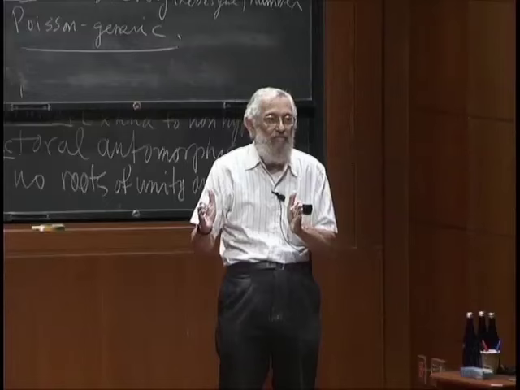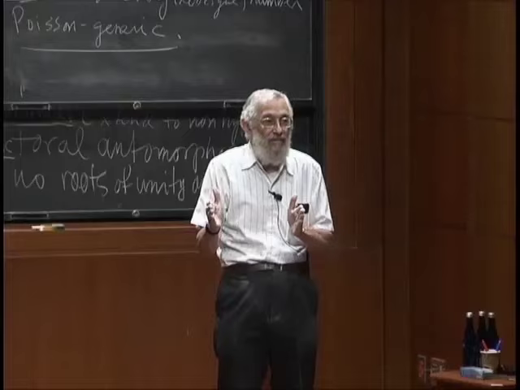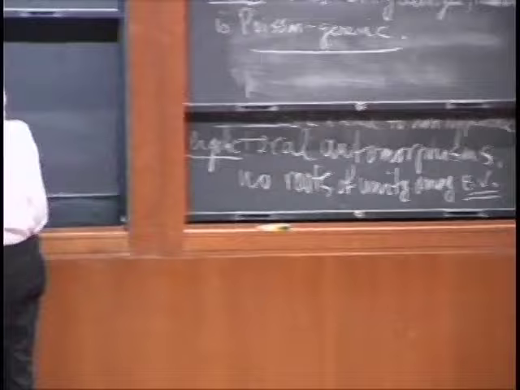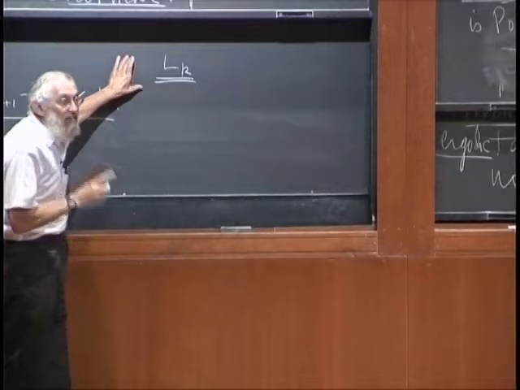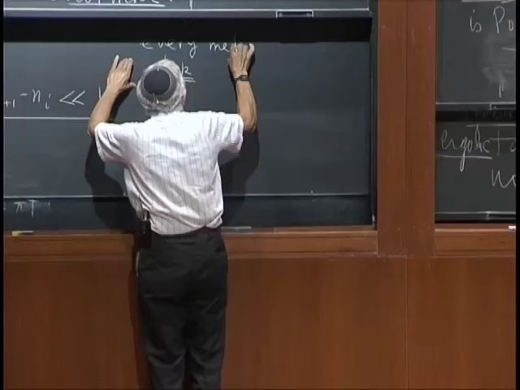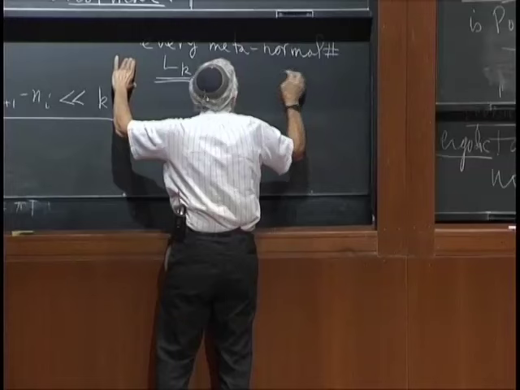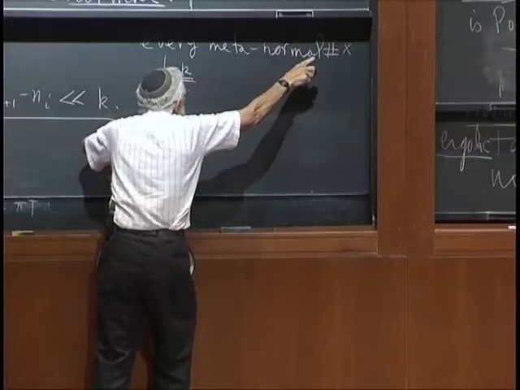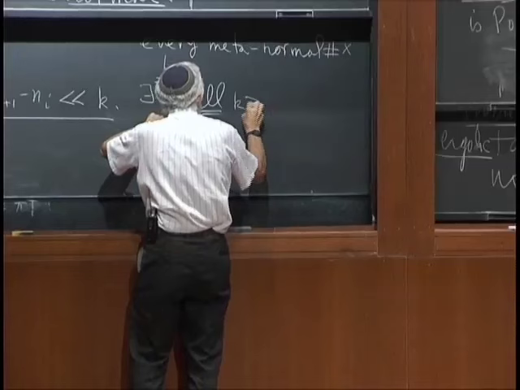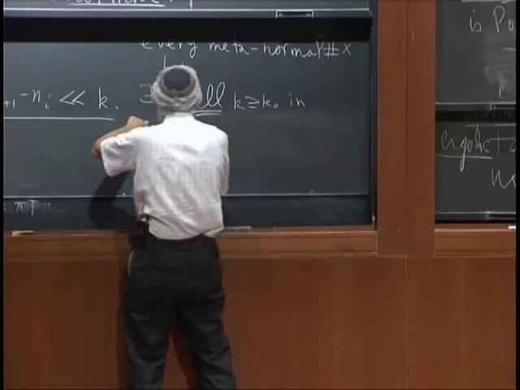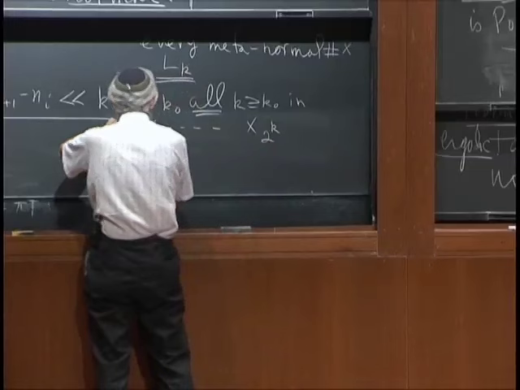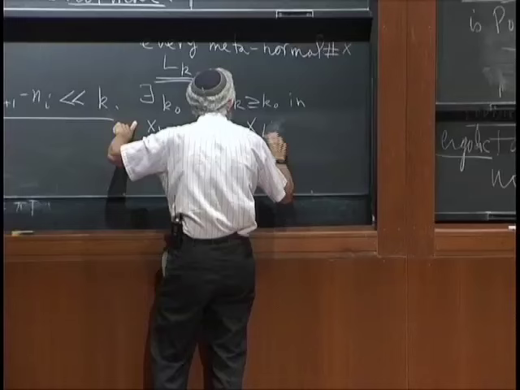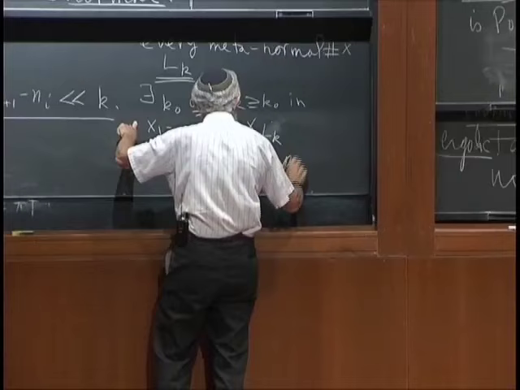For normal numbers, you can't say anything. For metanormal numbers, I can produce for you a sequence L_k and guarantee that for every metanormal number x, there exists a k-naught, which depends on the number, and then for all k greater than k-naught, in the string x_1 up to x_{L_k}, all 2^k blocks appear. So I can guarantee a rate.